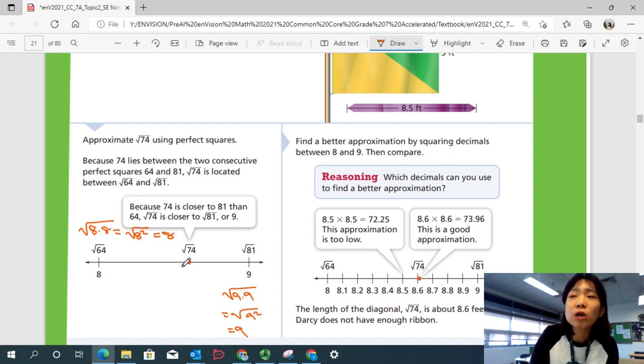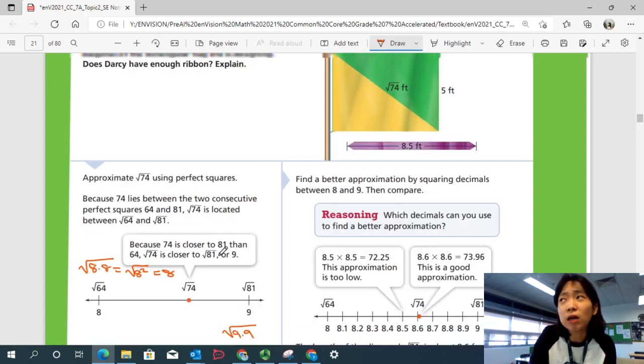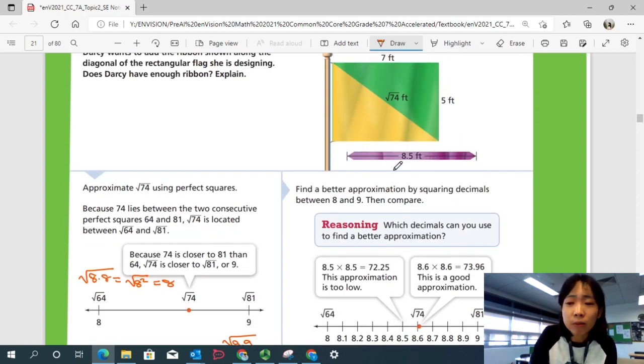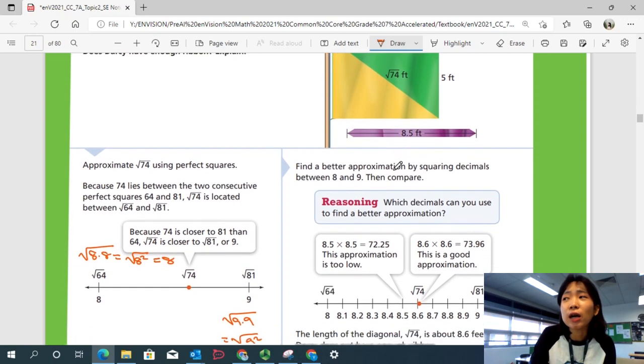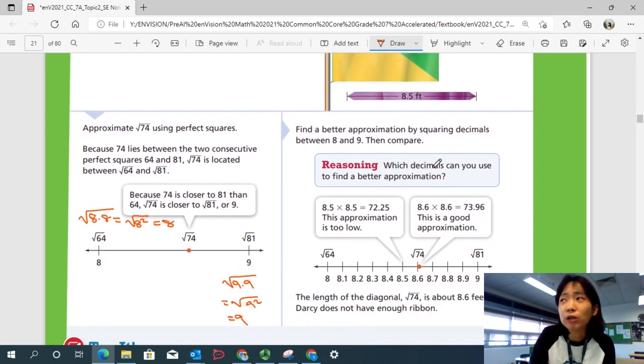Because if you just know it's going to be between 8 and 9, that's going to be 8 point something. But the ribbon is exactly 8.5. So how do you know if it's going to be greater or less than or equal to? So you need to be better at approximating it, more accurate. So you're going to try to multiply the decimals. You can start multiplying 8.5 times 8.5.